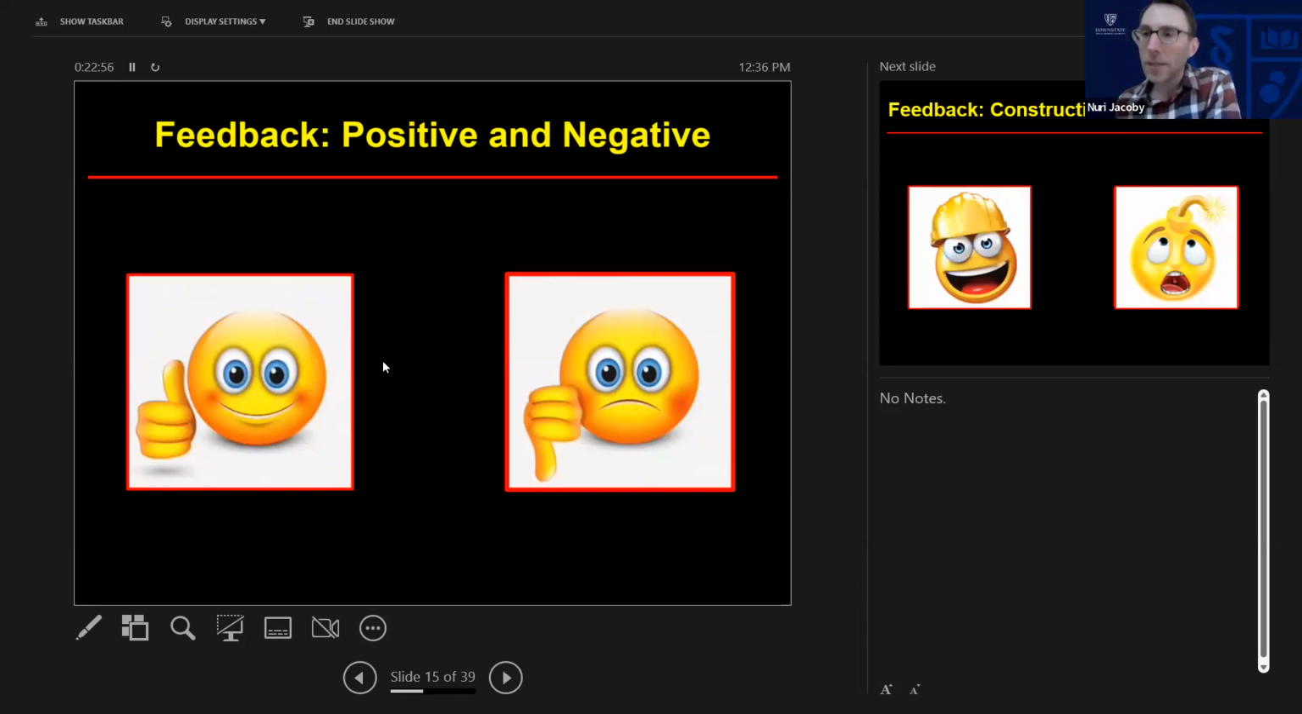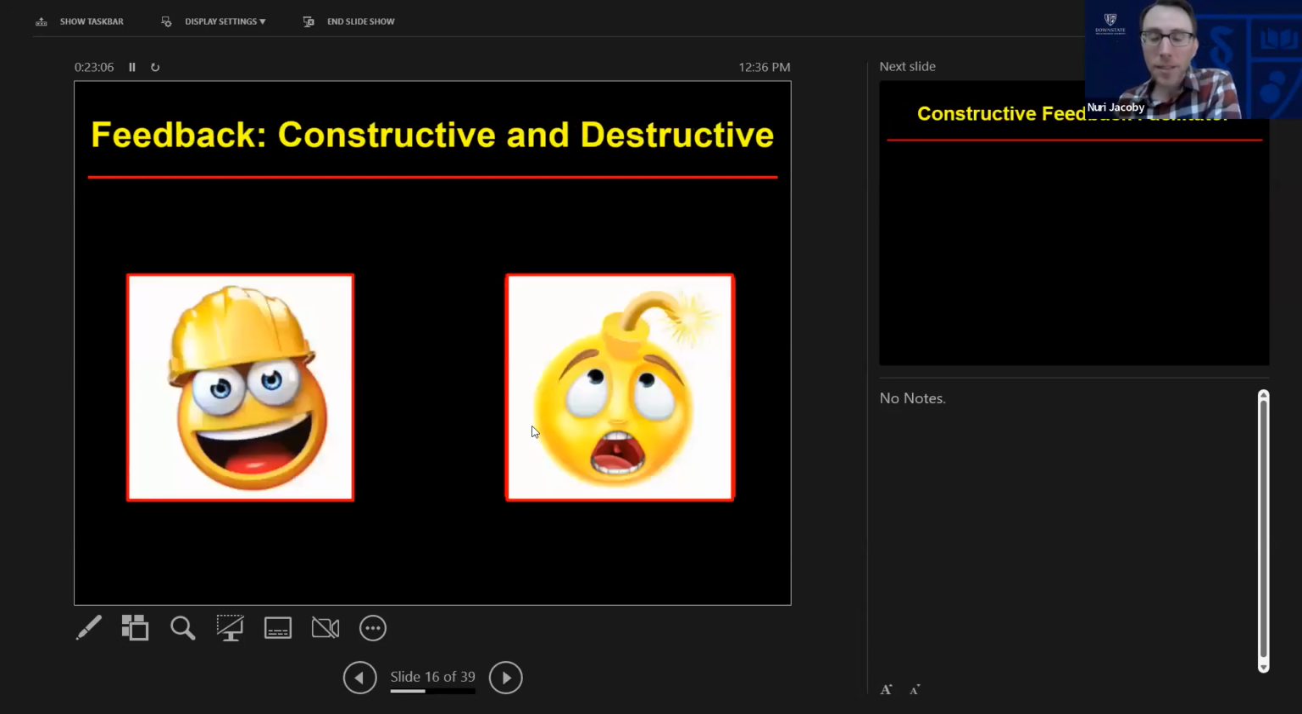Yes, you want to include positives. Yes, you want to include negatives, but you don't have to include a positive and negative every single time. You can, but it's not critical. The way I like to think about it more is constructive and destructive. You want to give feedback, whether positive or negative, that's actually constructive for the learner. You don't want to make them feel bad. You don't want to be judgmental. You don't want to be destructive about it.